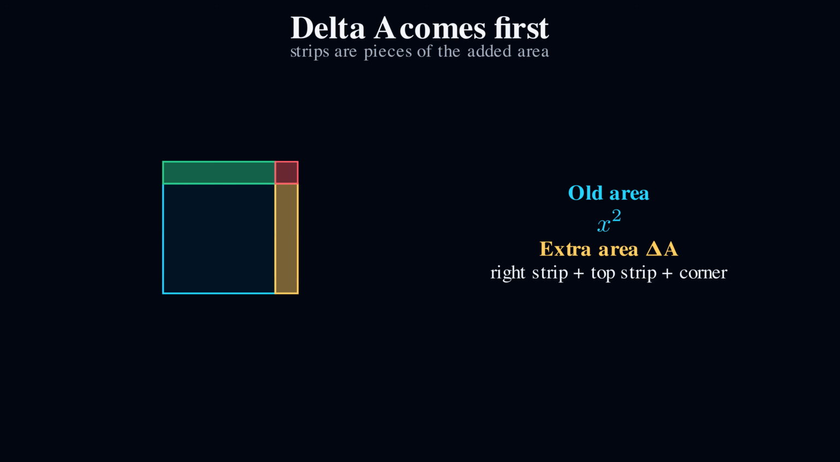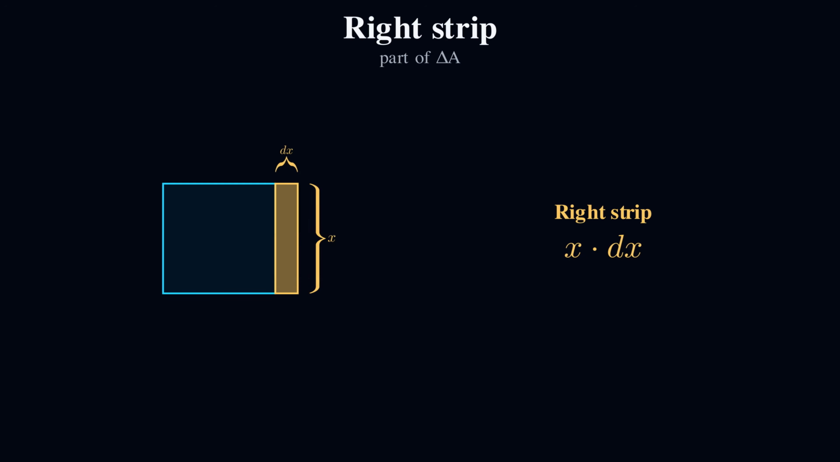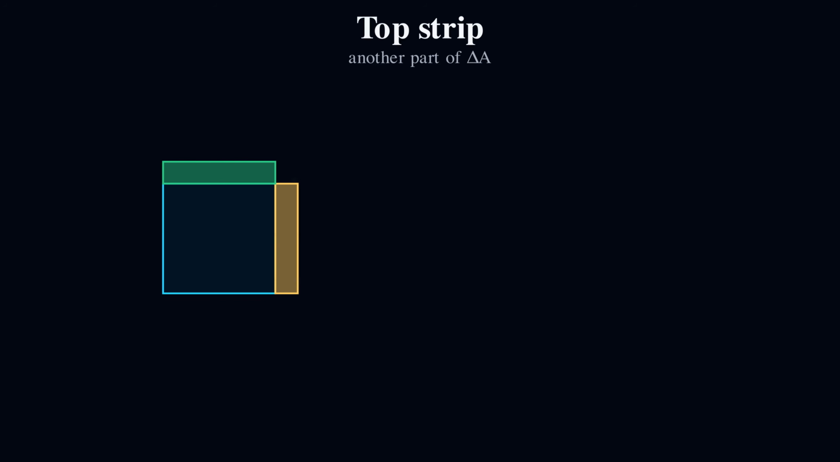When we look carefully at that added area, it breaks into a right strip, a top strip, and a tiny corner square. The right strip is part of delta A. Its length is x, and its width is dx, so its area is x times dx. The top strip is also part of delta A. Its length is x, and its width is dx, so its area is also x dx. Together, the two main strips give 2x dx.